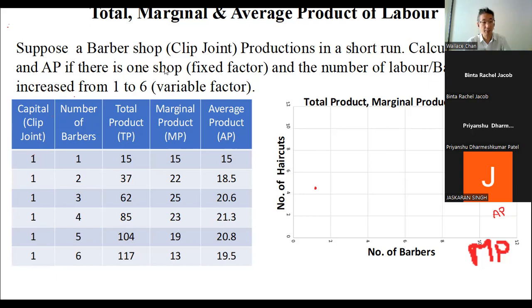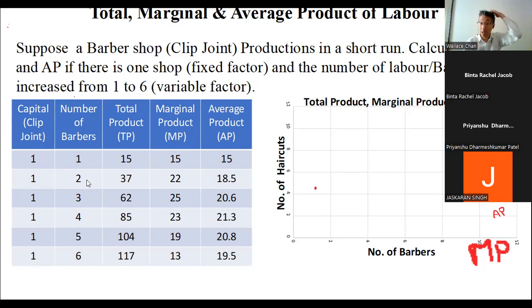Now, think about this. If the store has one barber, the total product is 15, the marginal product is 15, and the average product is obviously 15 because you only have one barber.